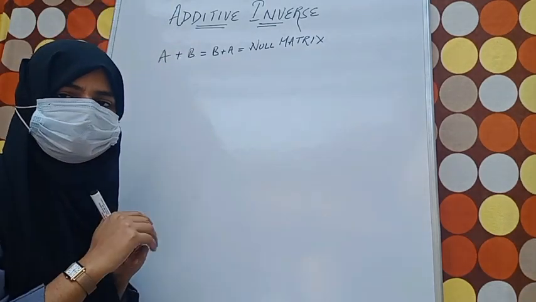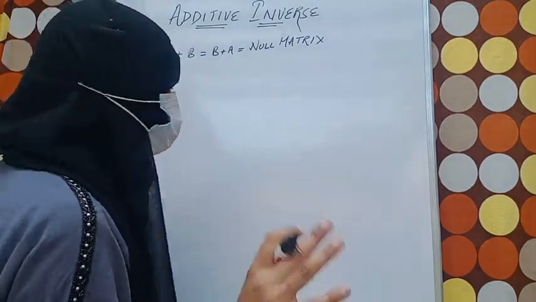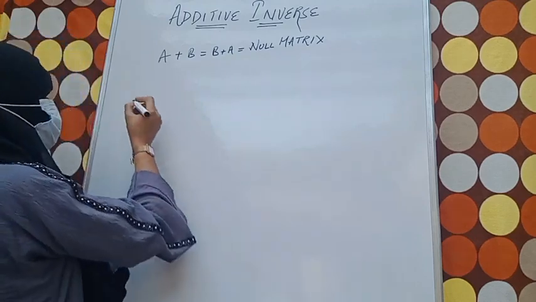Let me give you a very simple example. Suppose we are not having two matrices. We are having just one matrix. How will we prove that?